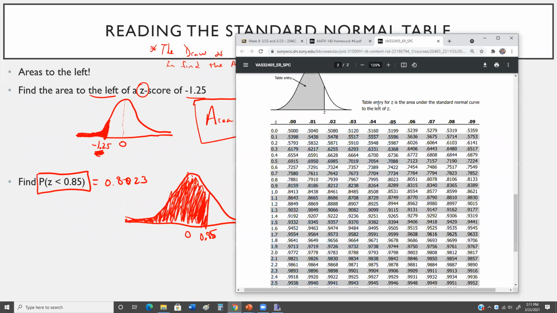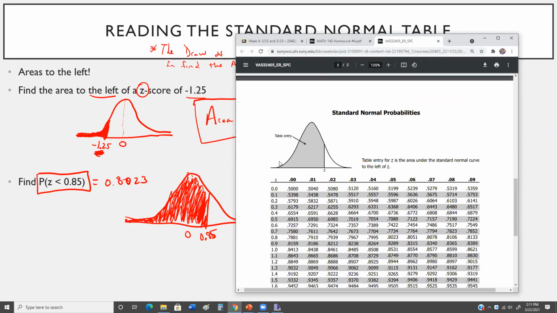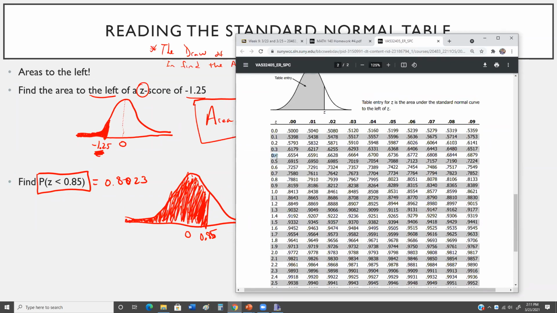Professor, how do we know which side of the table to refer to? So it depends, right? Do you notice how the first 2 digits on this one are a negative number? Yes. So this side is for when you have a z-score that's negative, and this is when you have a z-score that's positive. Oh, okay. That's how you'll know. Thank you.